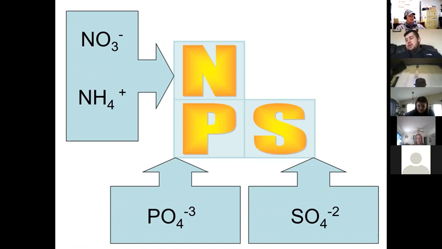Great, and sulfur is taken up in the sulfate form. Okay, negatively charged.